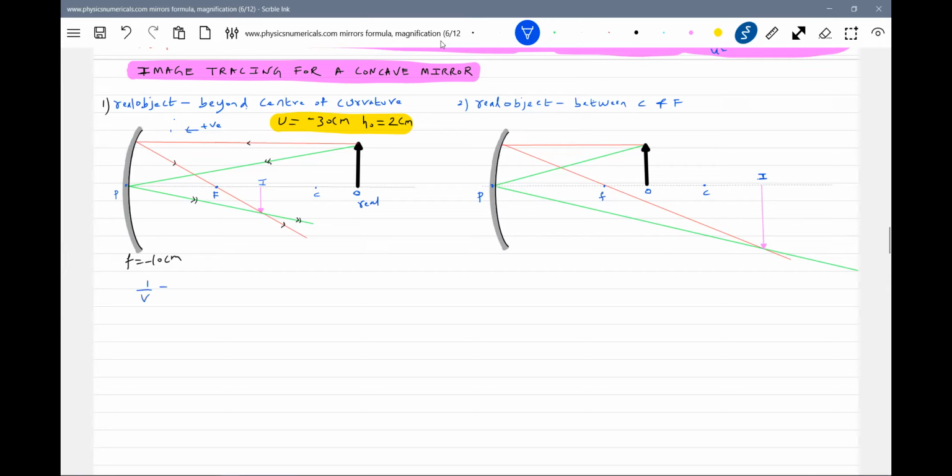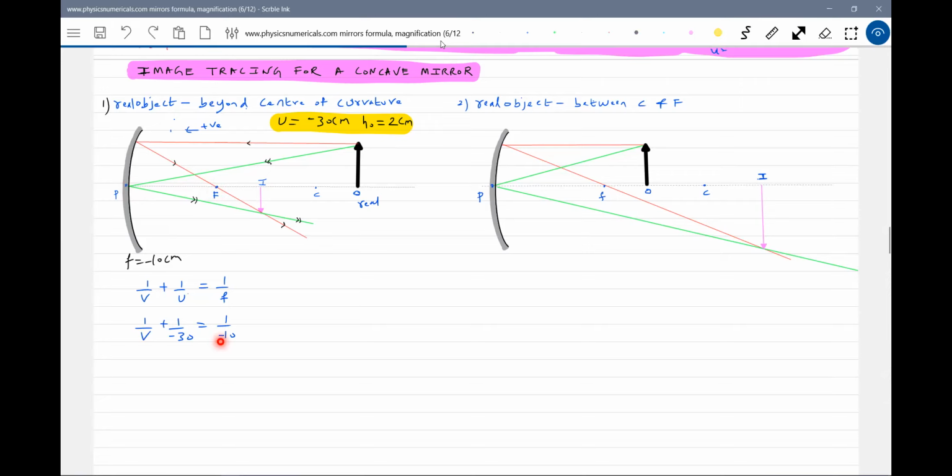So from the mirror formula, what is the object distance? Minus 30. Focal length should be minus 10. Why negative focal length? Because it is measured opposite to the incident ray, because all the distances I should measure from the pole. So if I solve it, I'll end up with v equal to minus 15 centimeter.